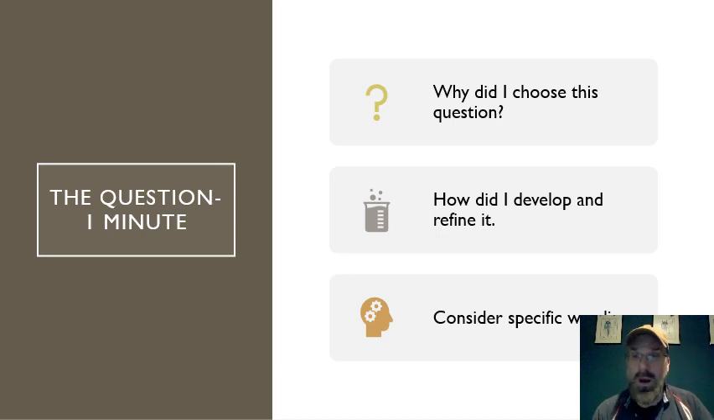Then go on, why did you choose this question? What interested you? Was there a particular fact, figure, statistic? Think back to your project proposal, there'll be some useful stuff there. Very brief, 10 seconds, how did you develop it and refine it? And again, this will only be a sentence.